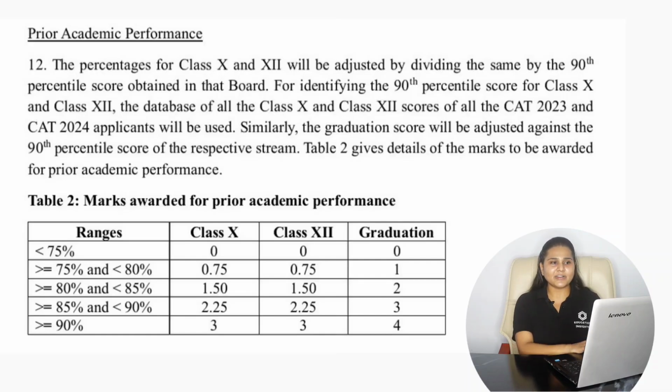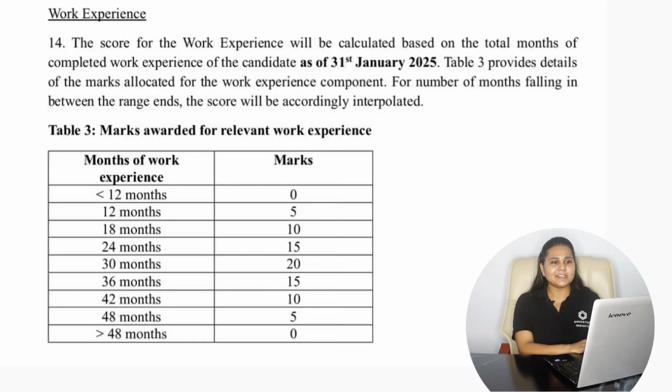Then there is the rating score according to your work experience also. Here you can see, if your work experience is 48 months, there is 5 application rating score. If it is 30 months, there is 20 application rating score, and in this way you can see your range of work experience months and calculate your application rating score for the work experience. On this basis, the composite score is calculated and then the candidates are shortlisted for the personal interview round.